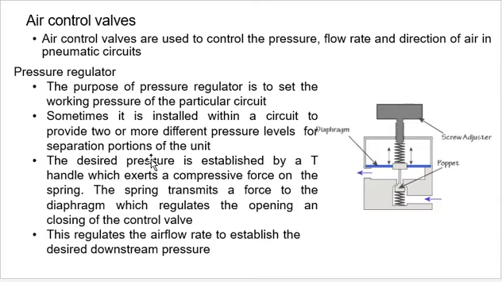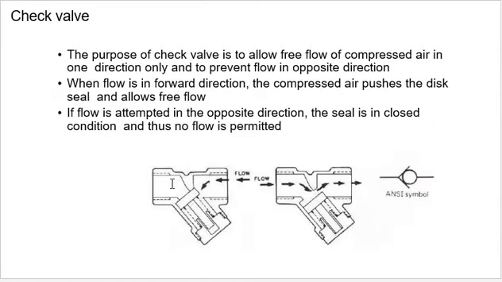Then if you talk about the control valves, there is the pressure regulator. This is the poppet type of regulator valve. The purpose of the pressure regulator is to set the working pressure of a particular circuit, depending on the application. Sometimes it is installed within a circuit to provide two or more different pressure levels for separate portions of the unit, and the adjustable screw is used to adjust the desired pressure, or the set pressure that the system wants.